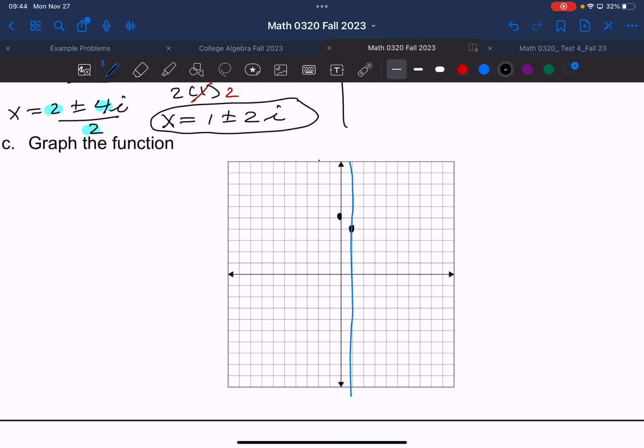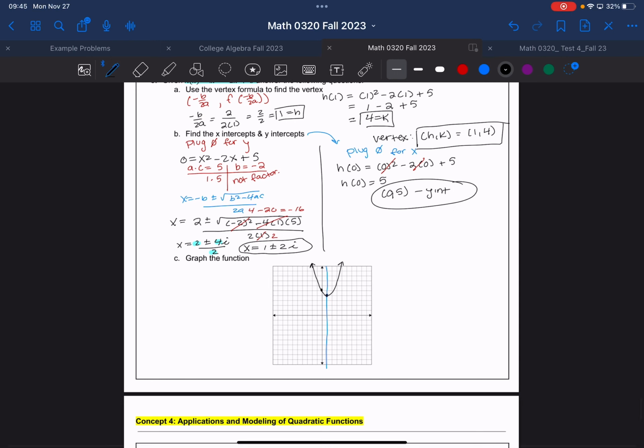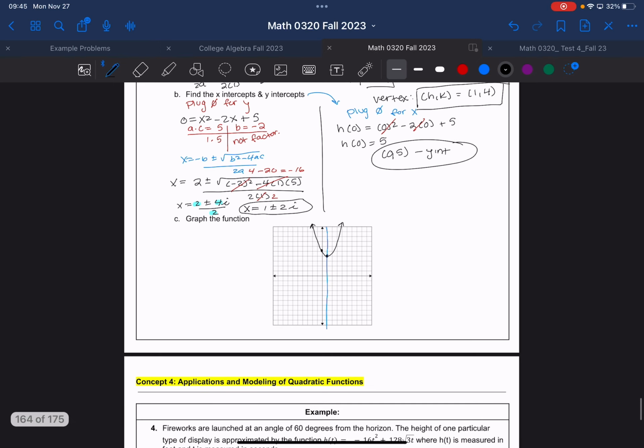So if I was to graph this, it's going to look something like this. And again, notice how this graph does not go through the x-axis. That doesn't mean we don't have x-intercepts. That just means we have imaginary x-intercepts. Okay. Any questions on concept? I guess that was 2 and 3 combined, concept 2 or 3.